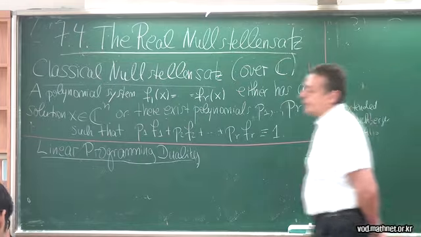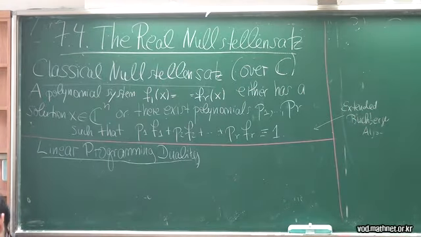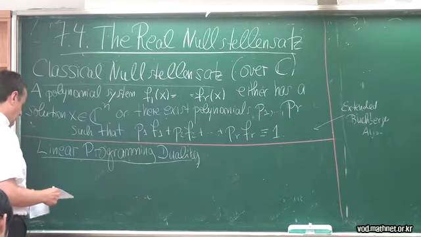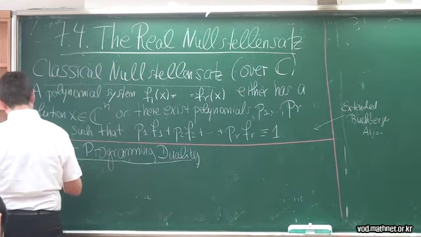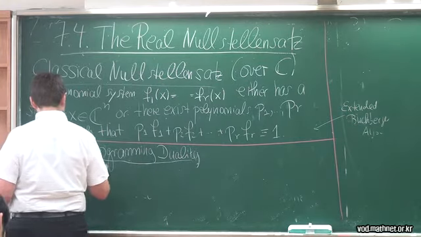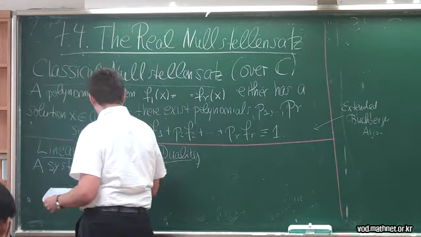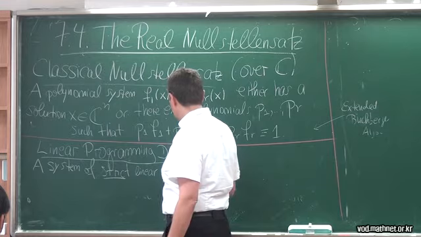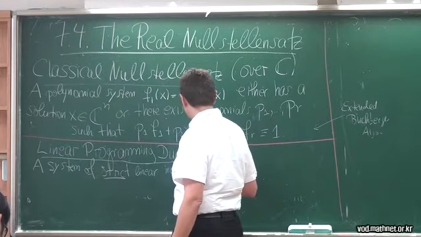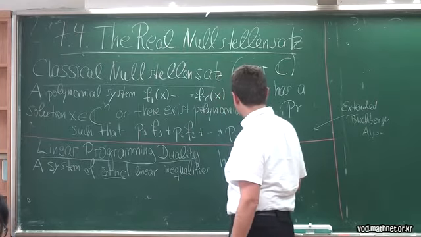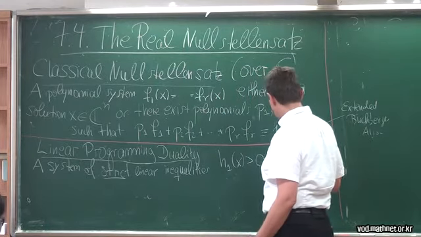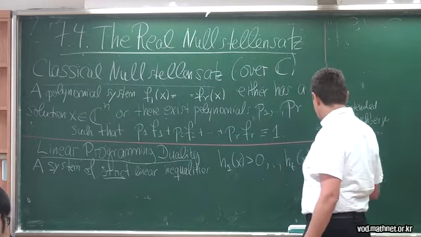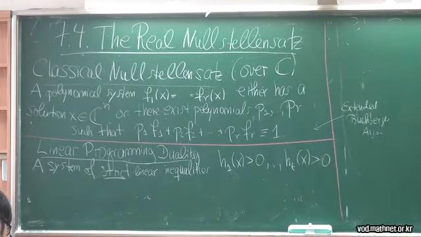Let's talk about linear programming duality for a moment. Again, there are many ways of stating linear programming duality, but let me state it this way. A system of strict linear inequalities, I'm going to phrase it for strict, but there are many other ways: H1 of x strictly greater than 0, up to HT of x strictly greater than 0. So you have a bunch of linear functions, with the constant allowed, each strictly greater than 0.